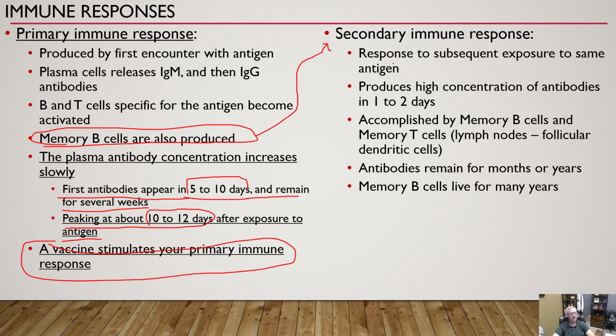So once we are exposed to that same antigen, our body has already done this whole immune response thing. And so we are going to see that now, instead of this 5 to 10 days, we're going to start to produce these antibodies in 1 to 2 days because of these memory B cells and memory T cells that live in the lymph nodes.